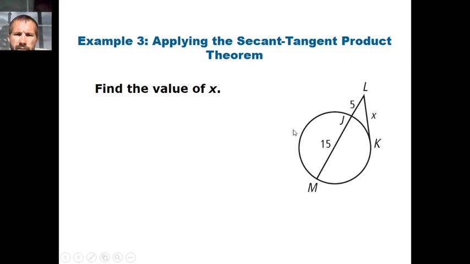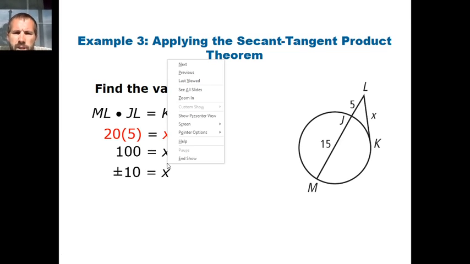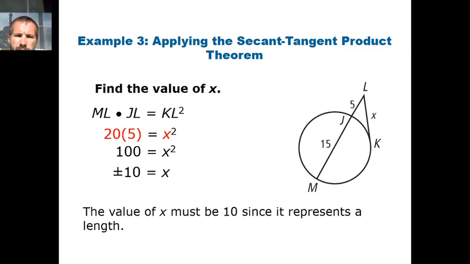All right, so here's an example of that. Let's do the secant times the external secant. So that would be 20 times 5 equals x squared. So 20 times 5 is 100. So 100 equals x squared. And then to get rid of the x squared, we do the square root. So we get x is equal to plus or minus 10, but the value must be 10 because it represents length. We can't have negative 10 as our length. So x is equal to 10.